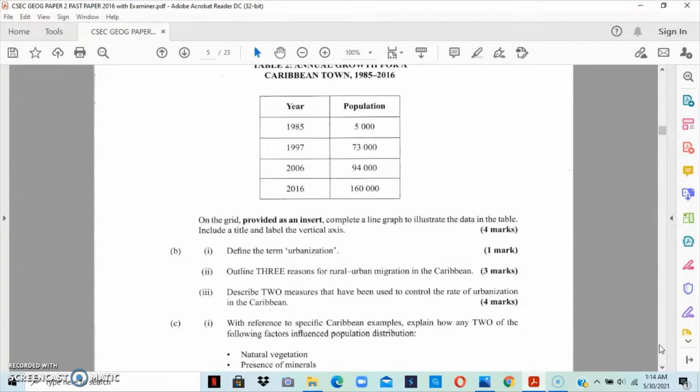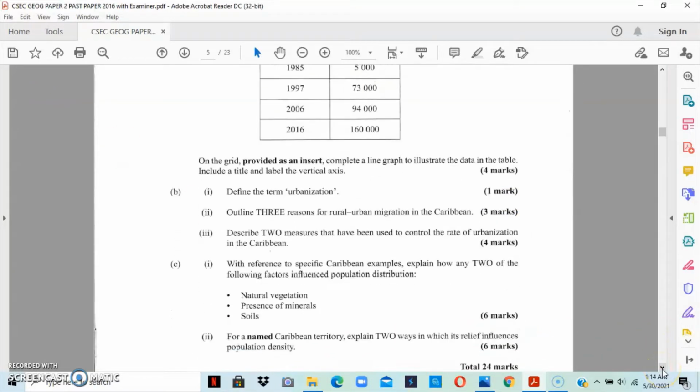care, right? And we also can look at the recreational opportunities, right? Our rural area might not have the recreational activity that will entice somebody, so they'll have to go to the urbanized area to basically participate in that recreational activity. So once you're able to just list 3, the 3 marks is yours.